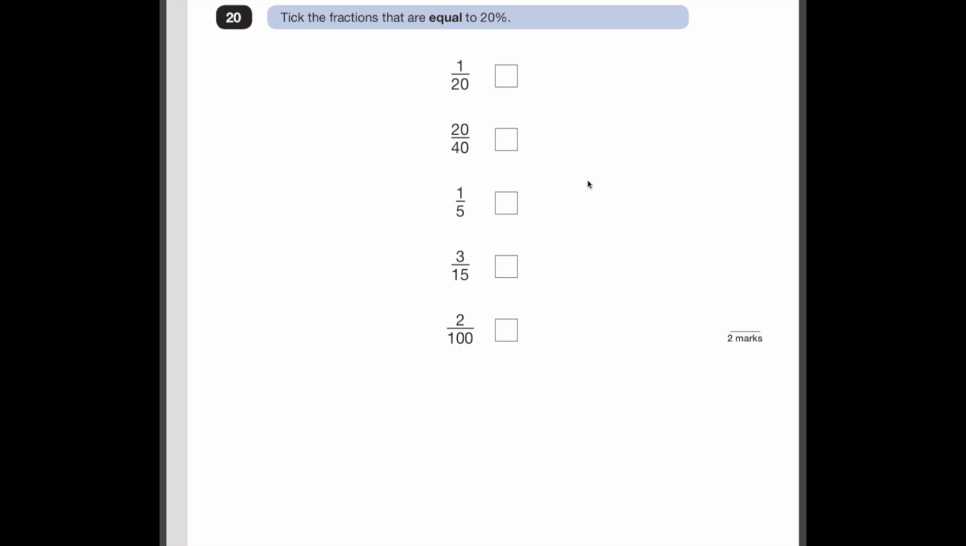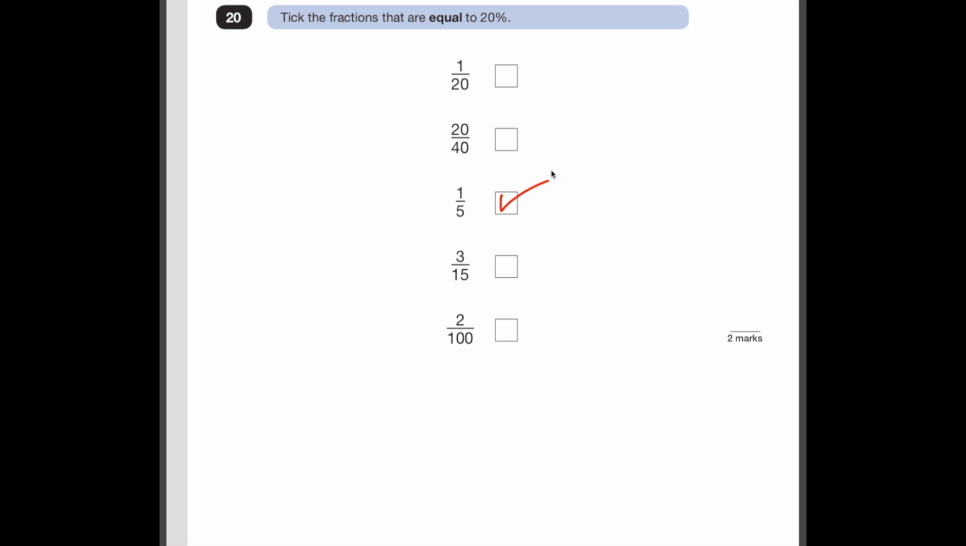Number 20, take the fractions that are equal to 20%. And it says fractions and there are 2 marks, so I'm guessing there will be 2 answers for this one. You should just know off the top of your head that 1/5 is the same as 20%, so that one is the obvious one. Now we need to look for an equivalent fraction to 1/5.